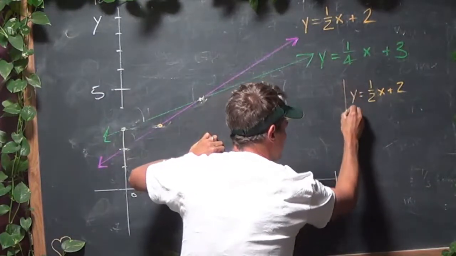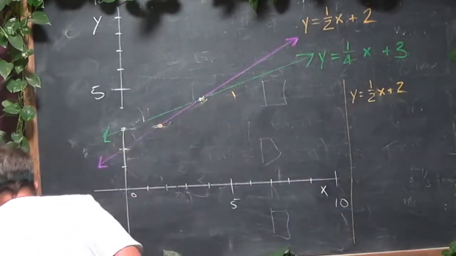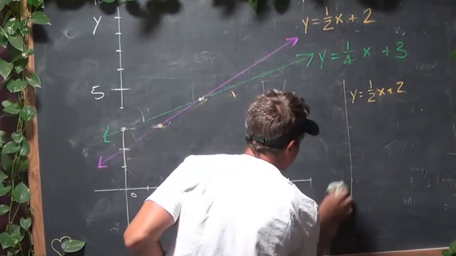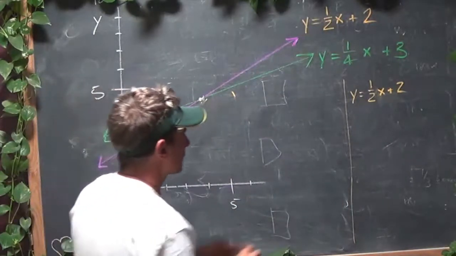So I'm going to draw a little vertical line right here, and while I'm at it, I'm going to erase some of this over here because we don't even need that right now. We can come back to it if we need it.